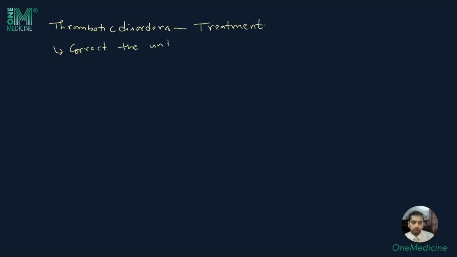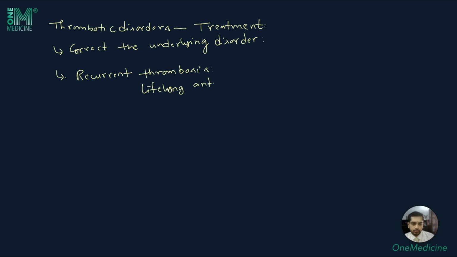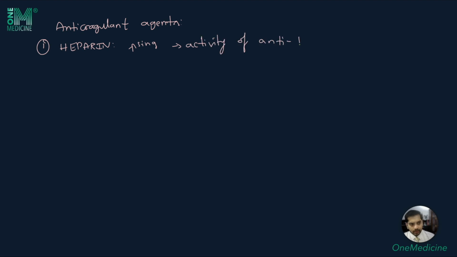Let's look at the treatment of thrombotic disorders. Wherever possible, correct the underlying disorder. And usually with recurrent thrombosis, lifelong anticoagulation with warfarin or novel oral anticoagulants is recommended. Let's look at anticoagulant agents. The first one is heparin, which works by increasing the activity of antithrombin 3.